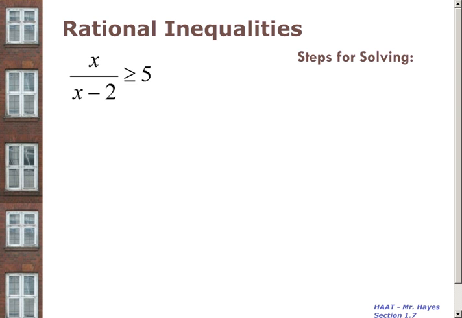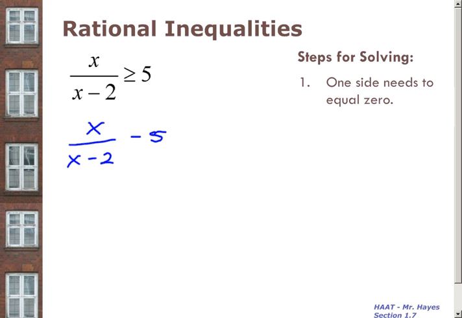It gets a little bit more involved, but not a lot, when you have a variable over here, or if you have multiple fractions. The first step for solving is you need to make one side of the inequality equal to 0. The easiest one to do would be the side that doesn't have the fraction. So I'm going to do that. x minus 2 minus 5 is greater than or equal to 0.